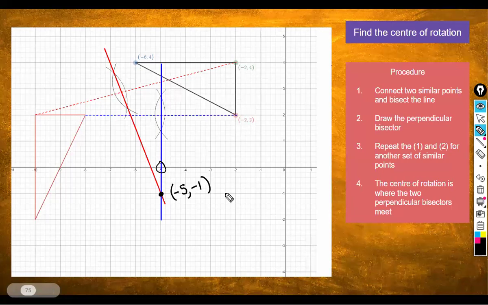So the procedure here is that you have to join similar points and create two perpendicular bisectors. And the two perpendicular bisectors will meet at a certain point. And that certain point is your center of rotation. Let me know when you're finished, right? If you're a little off, it's because, you know, you need the practice to be neater.